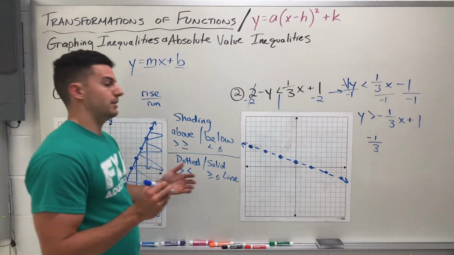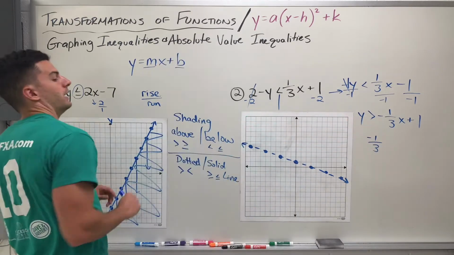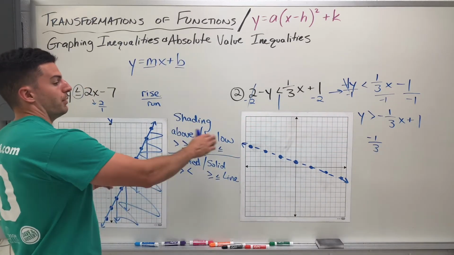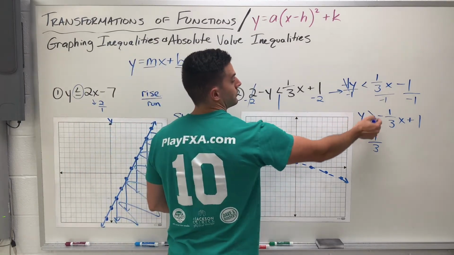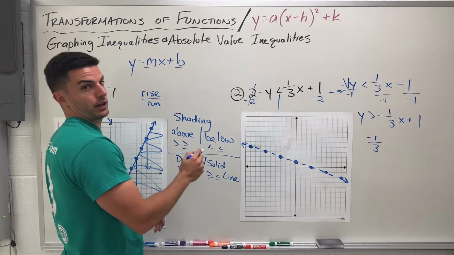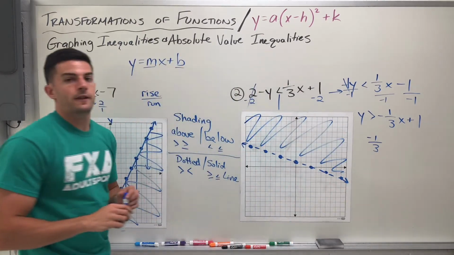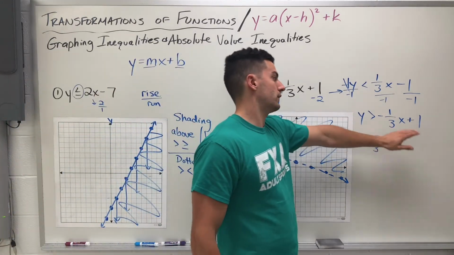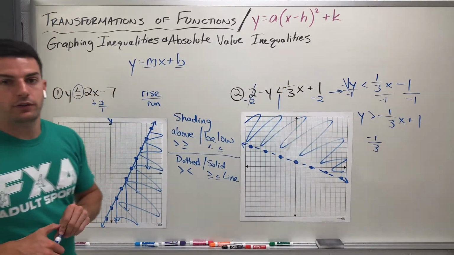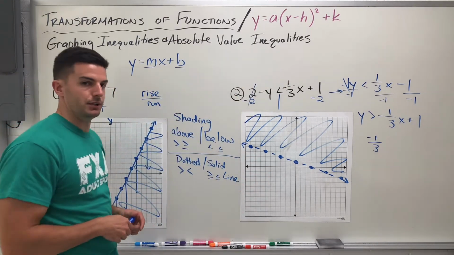And so what does that mean? That means that points right on this line are not good solutions to this, okay? And then my shading, I'm going to shade either above the line or below the line, okay? And I look at this, it is greater than. So greater than means I shade above. So all this area right here is shaded in, and that means that any point in the shaded area is a good solution to this. So there you go. There's a little bit of a review, okay? Let me erase these. We'll do some absolute value ones and be done.